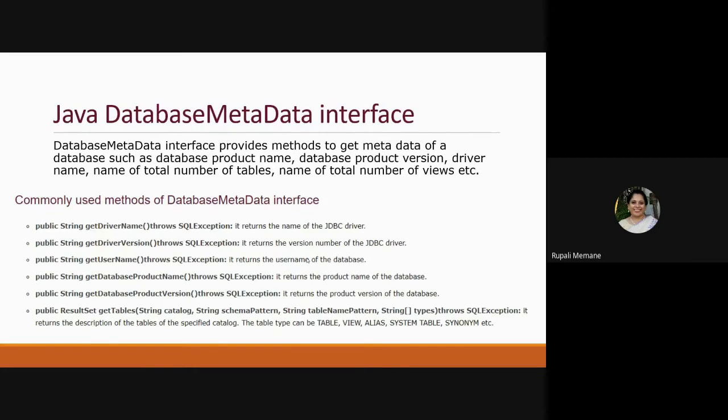For that you have the Java DatabaseMetaData interface, which provides methods that return more information, or the metadata, of a database, such as the database product name, what version you are using, what driver it is, how many tables there are, and the total number of views you create on the database. All these things I can retrieve with the help of metadata. What metadata? Database metadata. Clear?